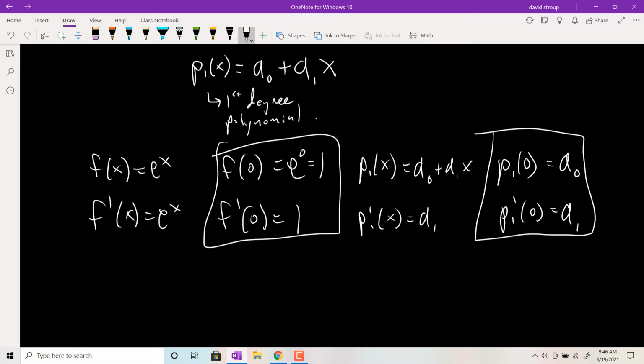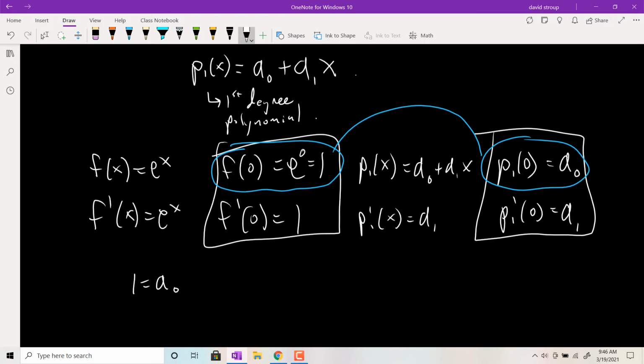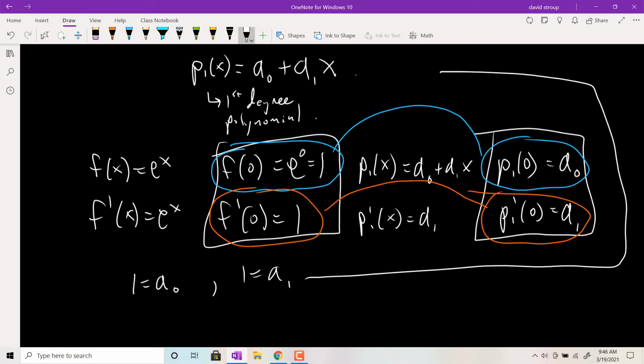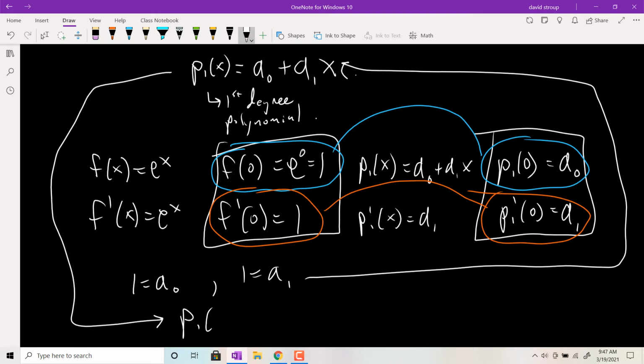Okay, all right. So what's happening then? First off, set those two equal to each other, and what do we get? We get 1 equals a sub 0. And then set the derivatives equal, and what do we get there? We get 1 equals a sub 1. Okay, so pretty easy. Then we just substitute this into the formula here, and our first polynomial approximation in our sequence of polynomials will be 1 plus 1 times x, so 1 plus x.